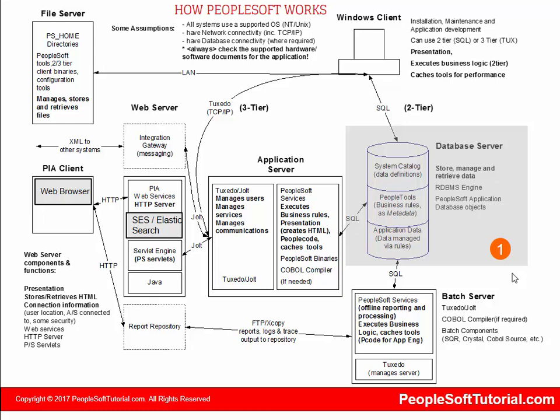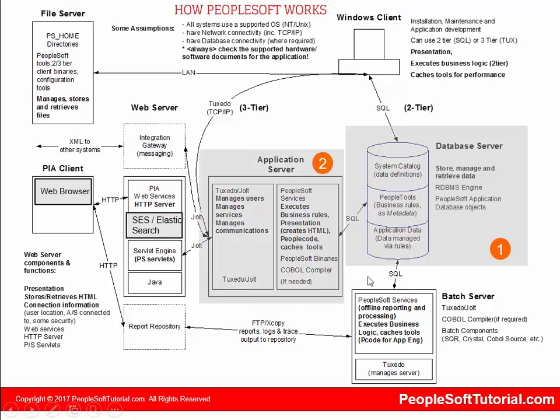You already know database server is the place which stores, manages and retrieves data. It has our PeopleSoft tables, system catalog, PeopleTools tables and application tables. So all the data of the PeopleSoft application is stored in the database server. Being a database server, it can only understand the language of SQL, and that's why you see all the parts which are connected to the database server talk to it using SQL. Windows client is there, you have application server, and then you have batch server.